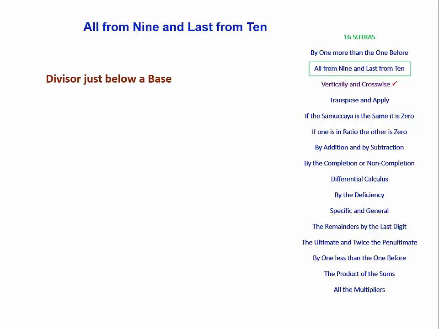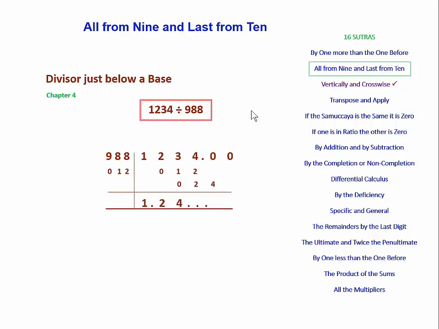So if they're just below the base, it's called All from 9 and the Last from 10, because if we want to divide, say, 1234 by 988, we notice that our divisor is close to a base of 1000 and is 12 below 1000, and so we apply this method which Tirthaji gives us in chapter 4. So we use the deficiencies from the base, so 1, 2, and they are obtained using All from 9 and the Last from 10. Nikhilam Navatashcaramam Dashatah, and that's how it goes. That's the setup.